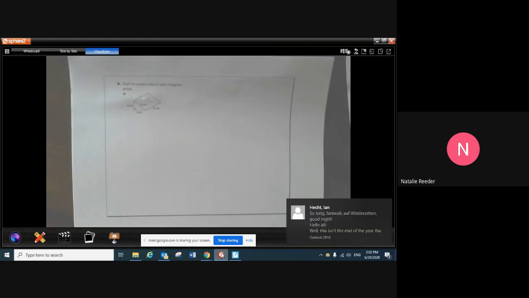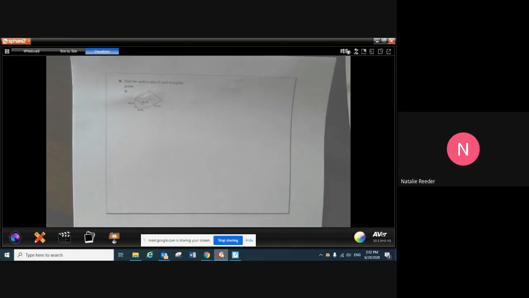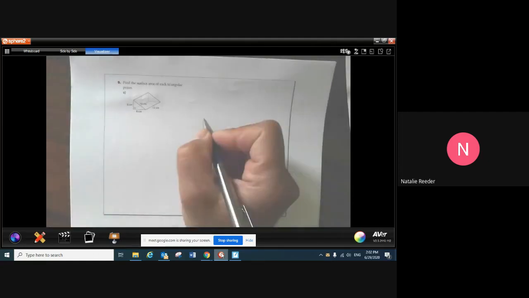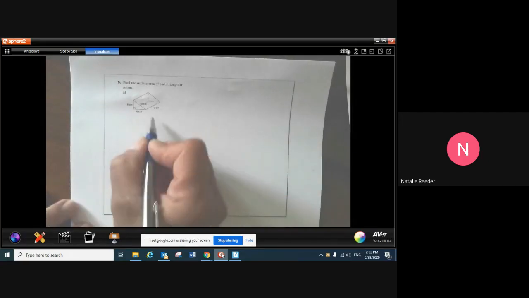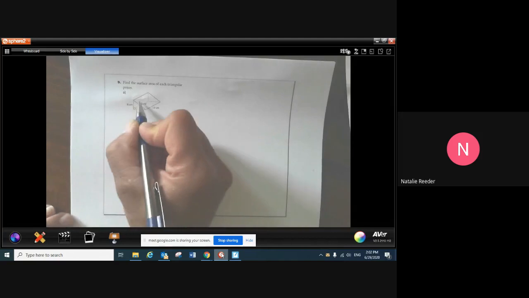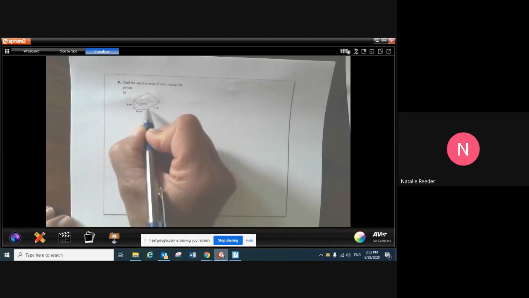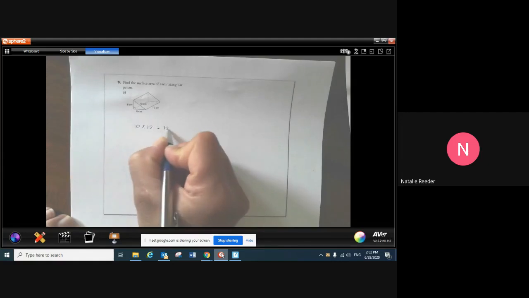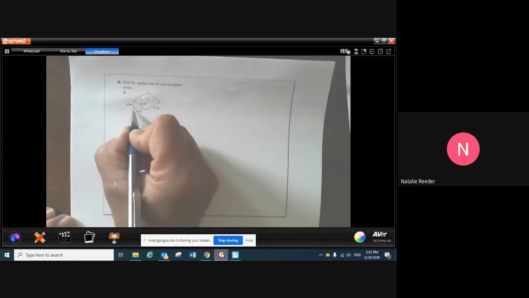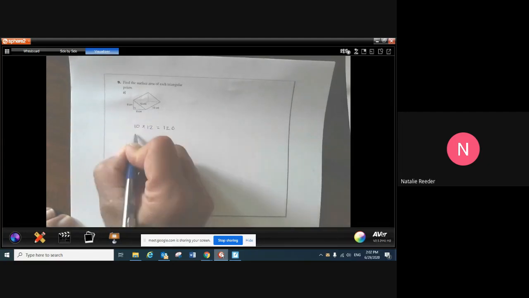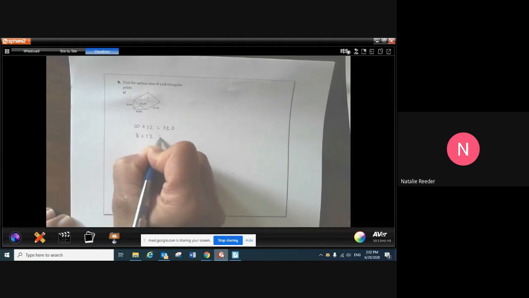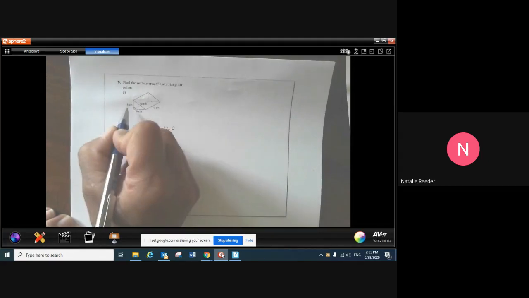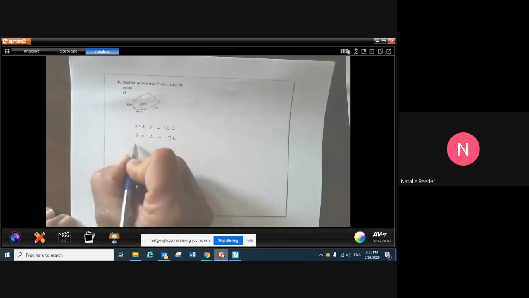So let's keep going and look at the next example here. Again, we need to find the area of each of our rectangles. So I see one here that is 10 by 12. So 10 times 12 gives me 120. The bottom is 8 by 12, which is 96. And then the one on the far side here is also 6 by 12.